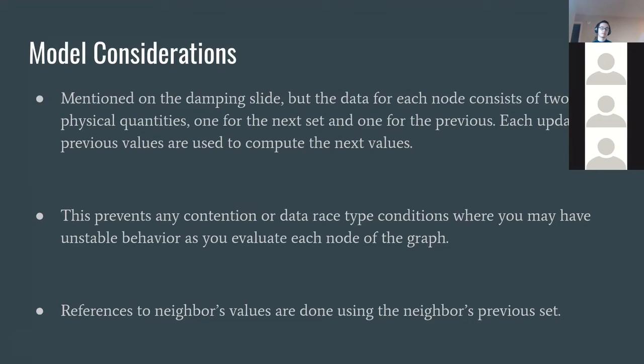So the data for each node consists of two sets of physical quantities, one for the next set and one for the previous. Each update, the previous values are used to compute the next values, and then the old next values become the old values. This prevents any data race type of conditions, which would create unpredictable behavior. Anytime you're looking at the data for the neighbors, that's going to be done with the previous values.